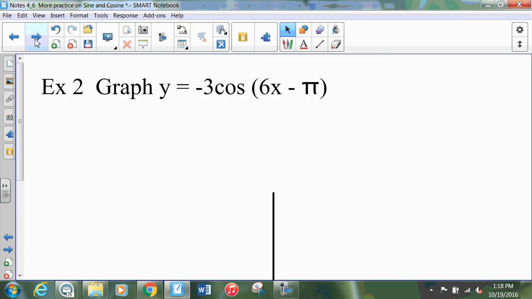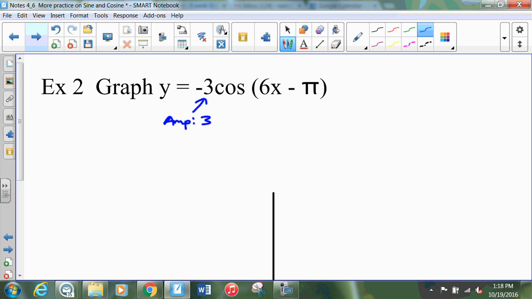Okay, this next one, we can look at the equation and see what we have. We have an amplitude of 3, even though, yes, I see that it's negative. That's going to affect us when we start graphing. I have two choices. I can either use it as it is right now and say, okay, that 6, what comes before the x, affects my period. So my period is 2 pi divided by 6, which is pi over 3.